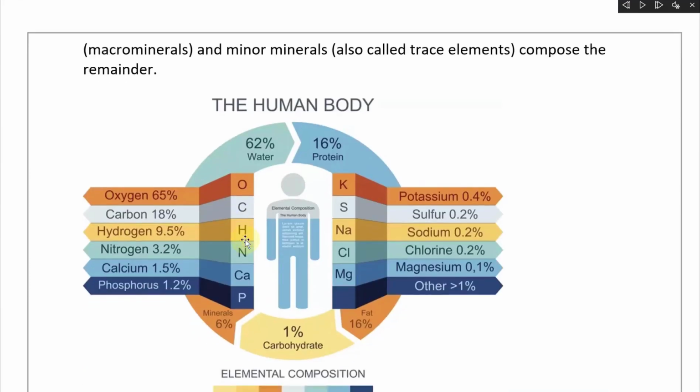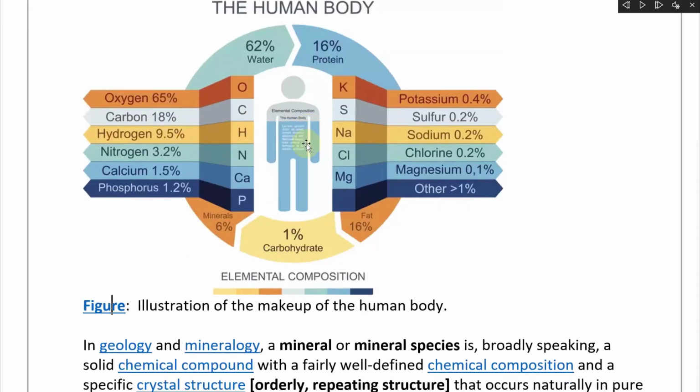Major minerals you'd consider calcium, phosphorus, etc. Then some of these could be considered trace, or some of them could be macros, the bigger ones, possibly. Anyways, this is K, potassium 0.4%, S, sulfur 2.2%, sodium, Na 0.2%, chlorine 0.2%, magnesium 0.1%, and then you have others that altogether make up over 1%. So fascinating stuff. Let's continue further.